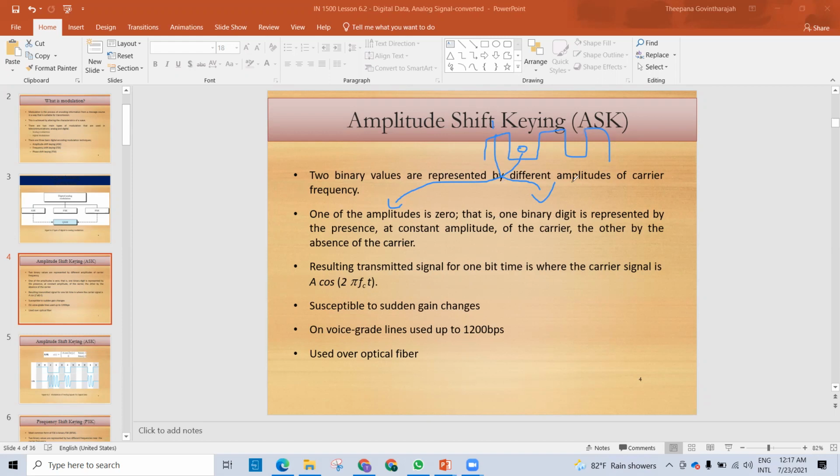In some cases, we represent the absence of the carrier as one amplitude. So the resulting transmitted signal for one bit time will be A cos 2 pi FCT. And this is mainly used in transmission over optical fibers.